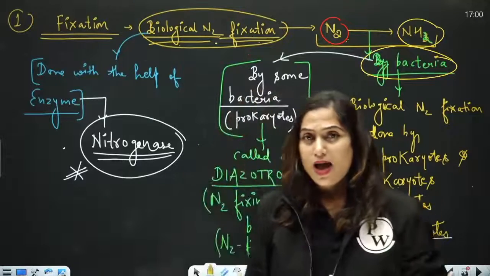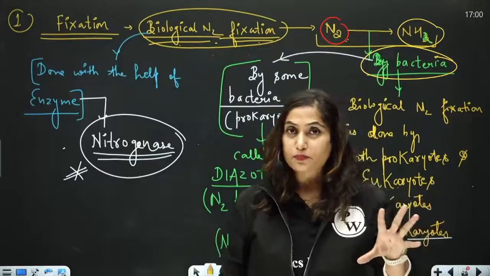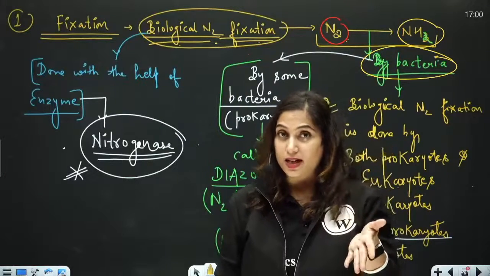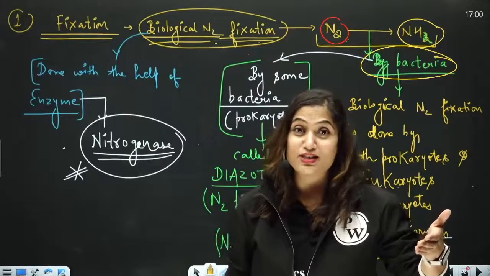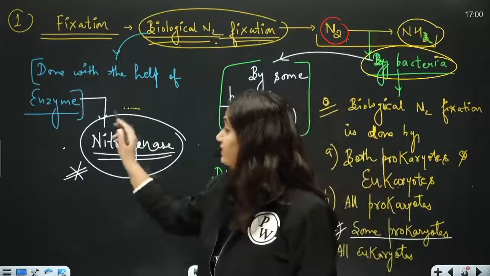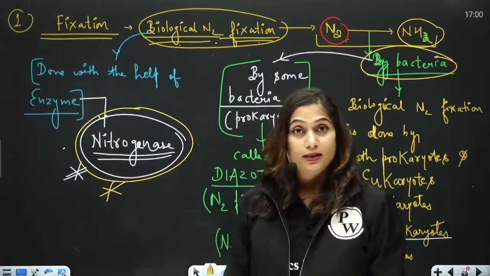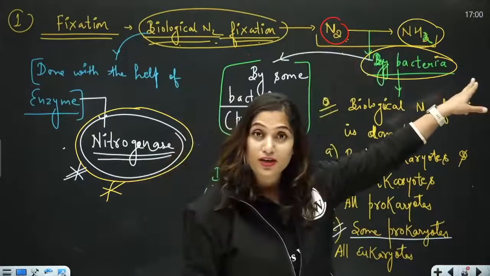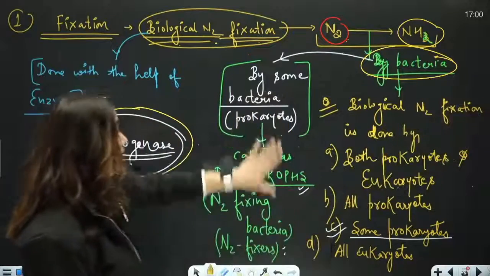Now, many questions come, right? Why do these bacteria have this capacity that they can convert N2 to ammonia? Because they have a very special enzyme, and the name of that enzyme is nitrogenase. Because they have this enzyme, they can convert N2 to ammonia. Okay. Now, a very important question.